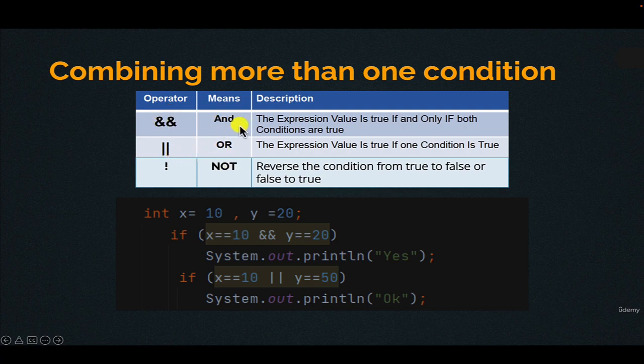AND means that this expression is true if and only if both its conditions are true. OR means that this expression is true if one condition of it is true. And NOT means that it reverses the condition from true to false or false to true.